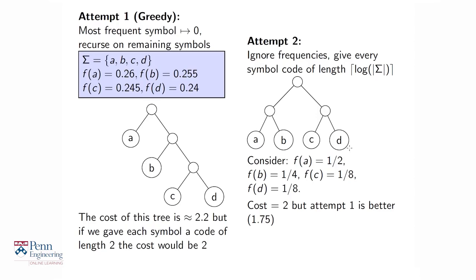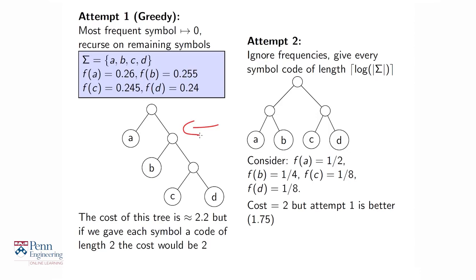Well, that doesn't work very well when the frequencies are very lopsided. For example, if the first symbol, A, has frequency 1/2, B has frequency 1/4, C has frequency 1/8, and D has frequency 1/8, this balanced tree has cost 2 again, because every code word has cost 2. But if you use this unbalanced tree on the left-hand side, then the cost is only 1.75. So we find that in this case we should have chosen the unbalanced tree, whereas in the first case, the balanced tree was better.